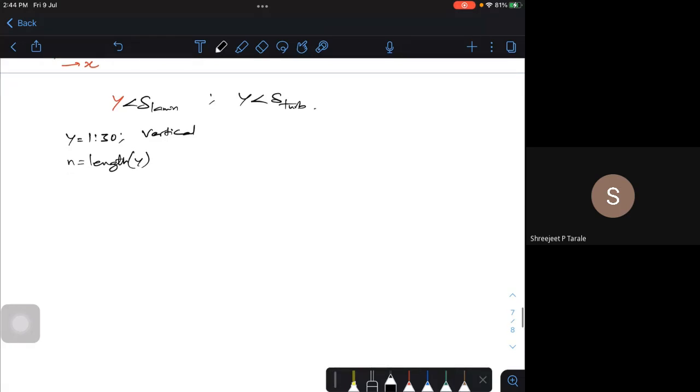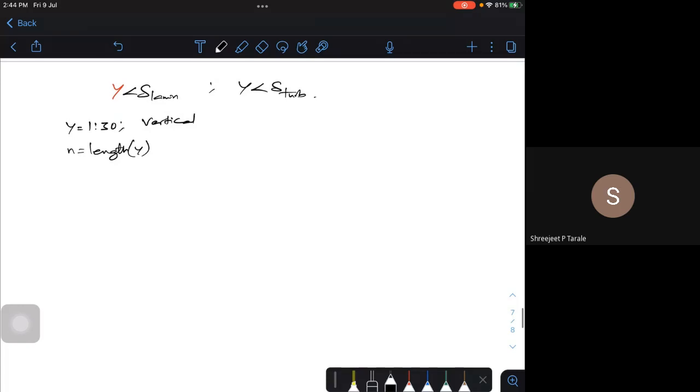Then I am going to put it in a for loop, that is for j is equal to something from 1 to n. Then I am going to use if statements. What are the if statements? The if statements are with respect to what?